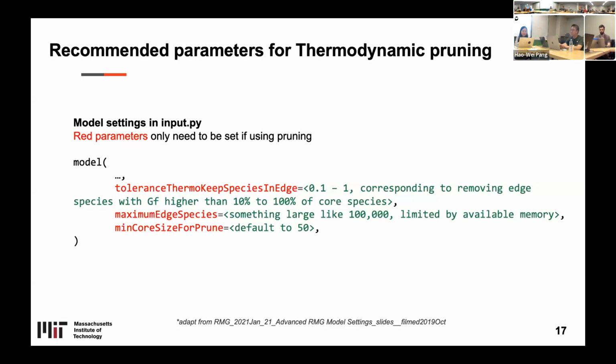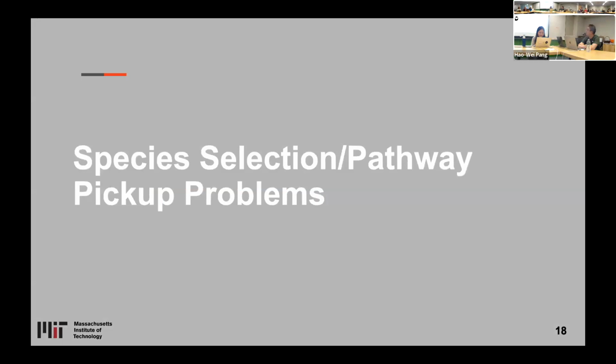Okay, so these are the recommended parameters. For this one, the possible range, usually you can use 0.1 to 1. This basically corresponds to removing edge species with Gibbs free energy of formation higher than 10% to 100% of core species. And again, this one is relevant to how much memory is available in your system. And I'm running a little out of time, so I'm going to try to speed up a little more.